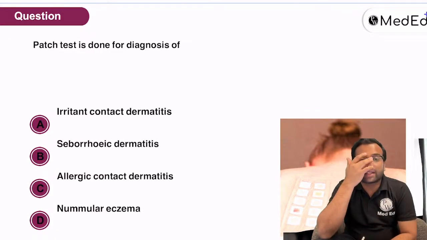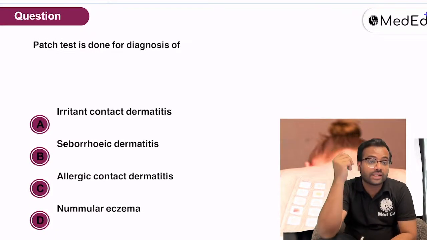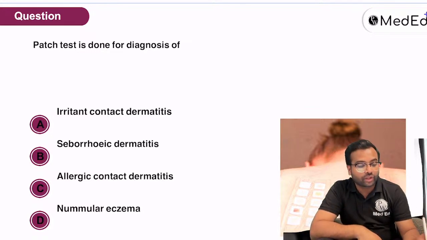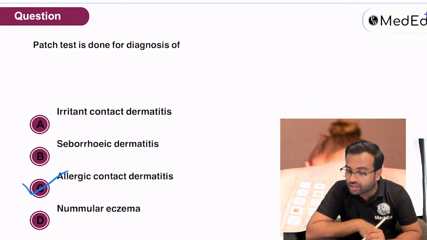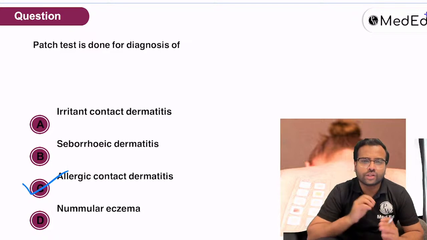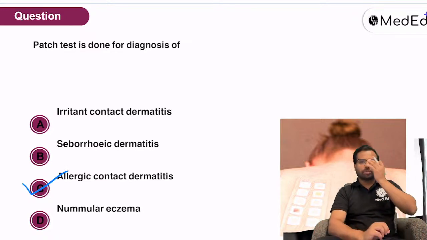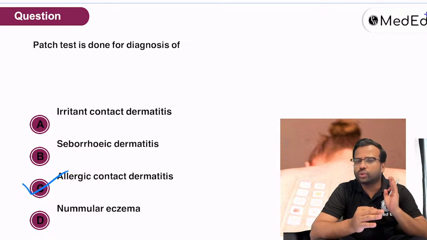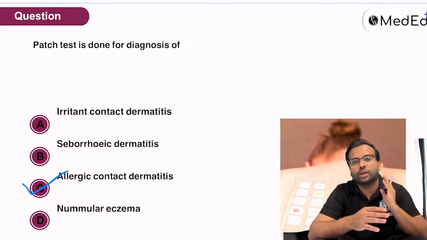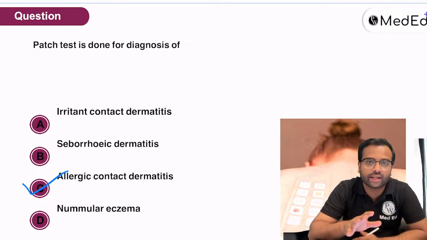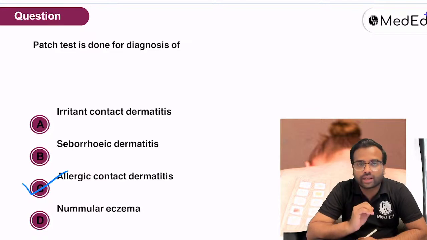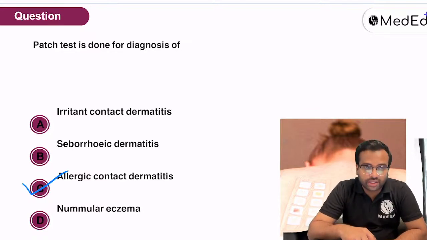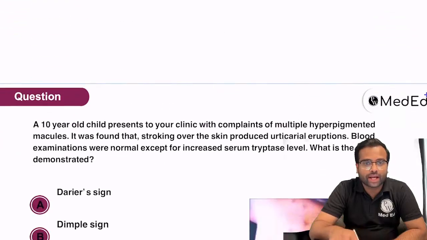So now let's see this question. Why do we do a patch test? Is it for ICD? Is it for ACD? Is it for seborrheic dermatitis or nummular eczema? The correct answer should be allergic contact dermatitis. Whenever you are in doubt that the patient is having an allergy to a wristwatch, footwear, artificial jewelry, cement or anything like that, which comes under contact dermatitis, you can go for this test, which is called a patch test.